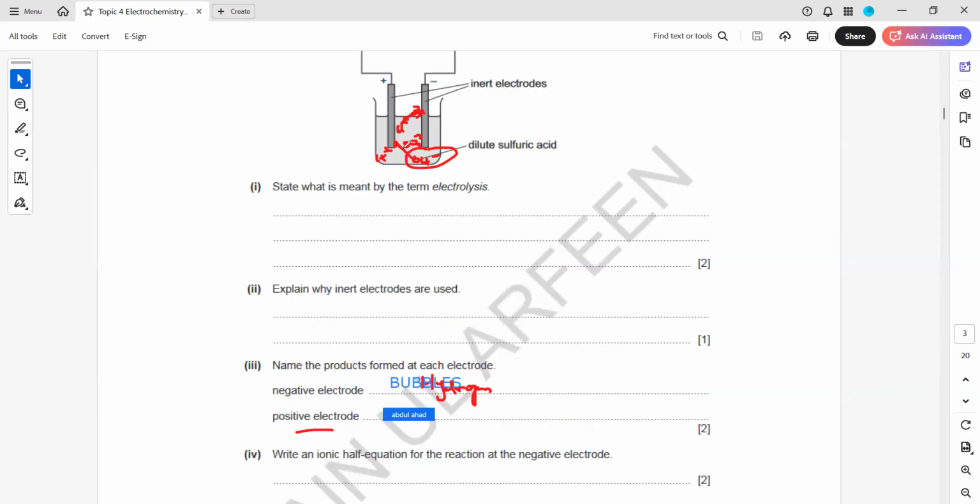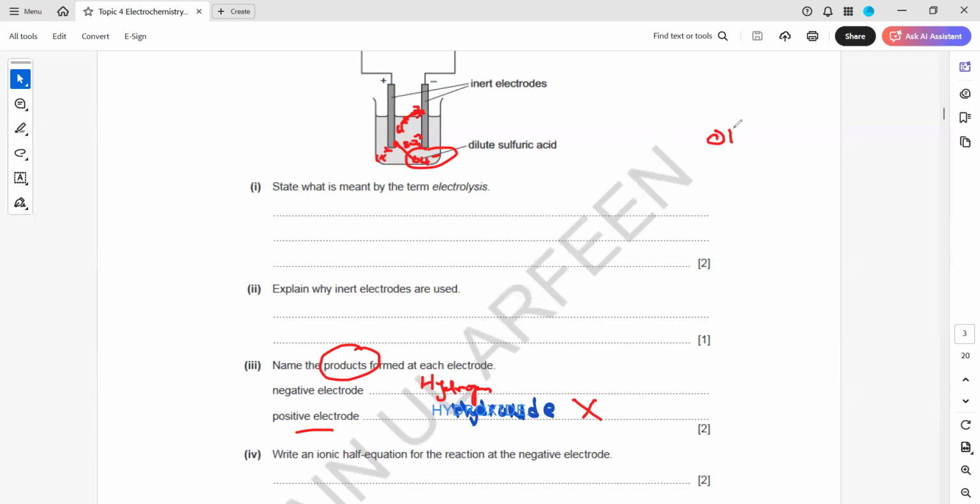At the positive electrode, the question is name the product, not observation. If the question was state the observation, then your answer would be considered right. But if you write bubbles now, you will lose the mark, because the question is name the products, not the observation. Writing hydroxide will also be considered wrong. You know why it is considered wrong?